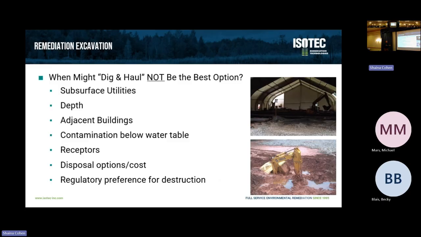And just as a recognition for all of us, both as practitioners and as the regulatory community, there is a preference, as well as, I think, as environmentally concerned citizens, a preference for destruction. Let's not be taking our contamination from here and just dropping it over there. Some of these challenges, there are mitigations in terms of benching, shoring, dewatering, dust control. So if some of these conditions make excavation more challenging, we as an industry have mitigations for that.